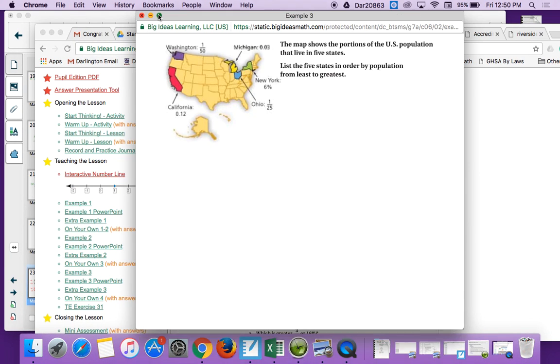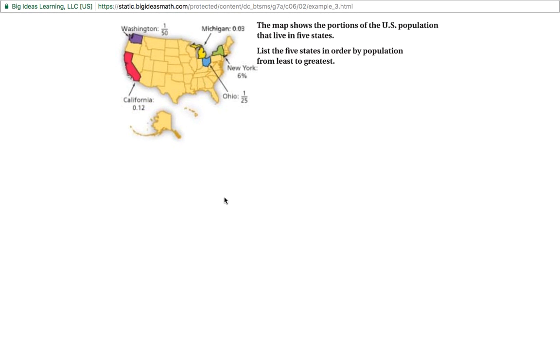Last one. This map shows portions of the U.S. population that live in 5 states. List the 5 states in order from least to greatest. So we have these different formats. We have 1/50th for Washington. We got Michigan at 0.03.